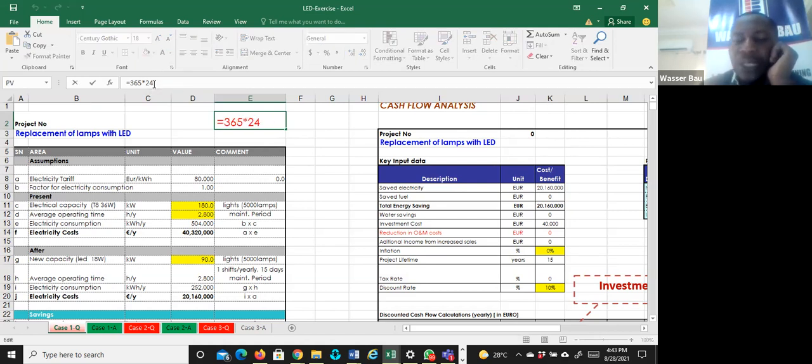Sometimes the electric light will be on from 8 in the evening to 8 in the morning, or 7 to 7. Let's say 7 to 7. Therefore, this 24 will now be multiplied. 7 to 7 means 12 hours, so it's no more 24 hours. So I can change it to 12. That will give me 4,800.